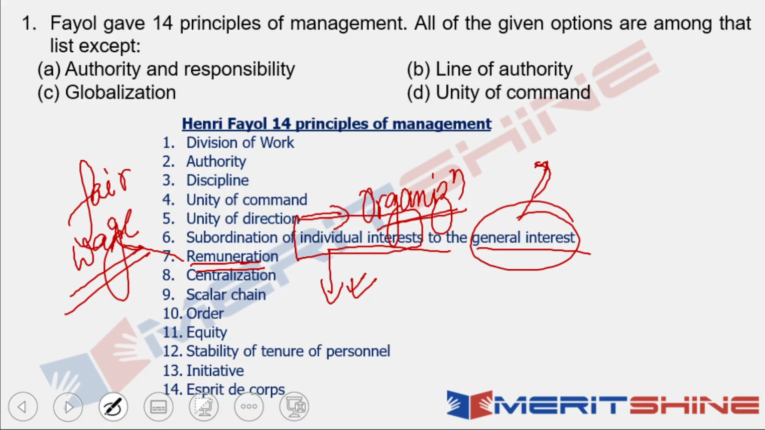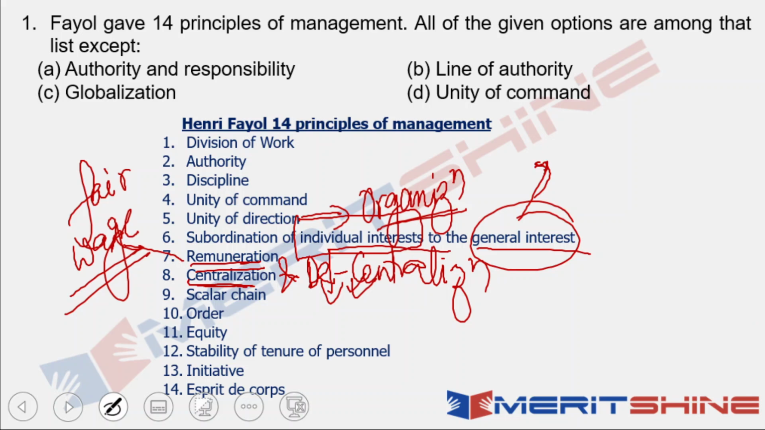Then centralization. Next one is centralization. What does centralization mean? This term refers to the degree to which subordinates are involved in the decision making. Basically, this point is centralization and decentralization. So if I go back to Fayol's time, you see every one of those organizations was owned by whom? They were owned by the capitalists.